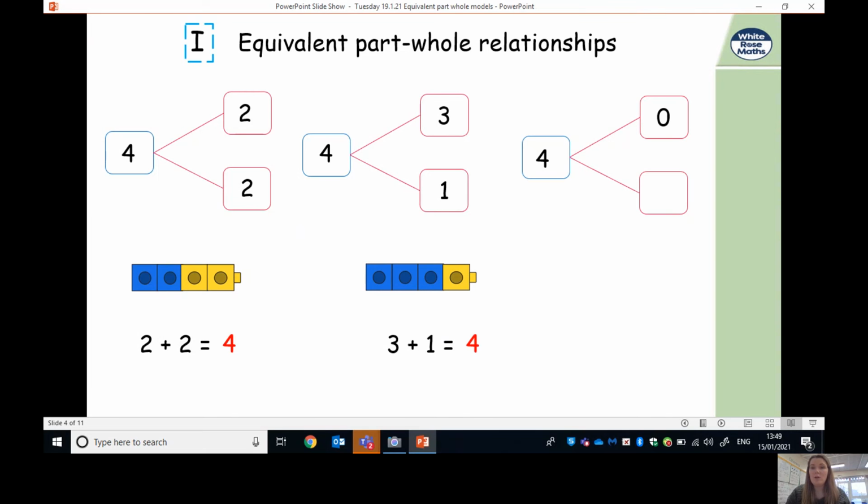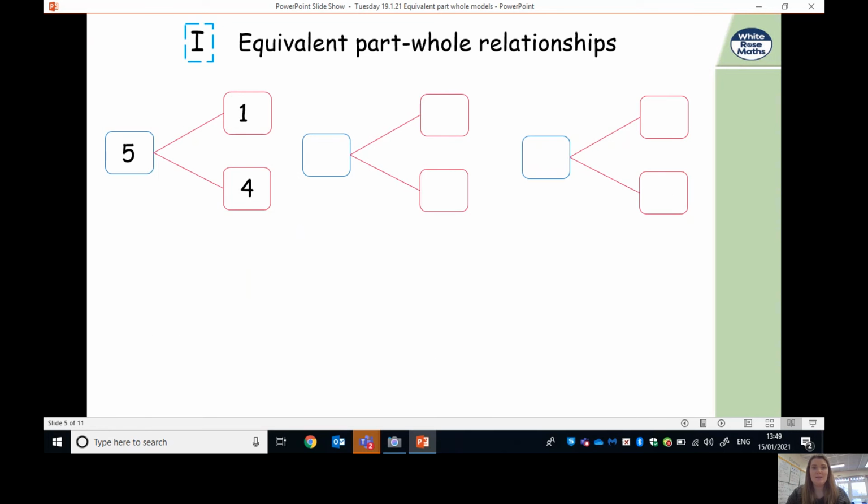We also found 4 by getting 0 and 4 together. We didn't have to add anything for 0. We put 4 cubes down and we got 4. Brilliant. So let's try it with 5. The first one that I thought of was 1 plus 4 is 5. Is that correct? It is. We can get 1 cube and 4 cubes and we put them together and we get 5.